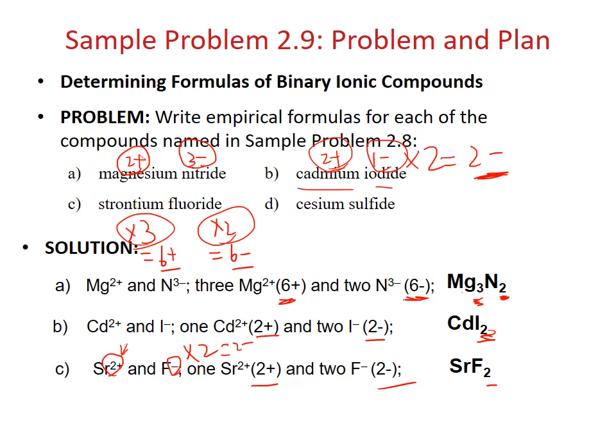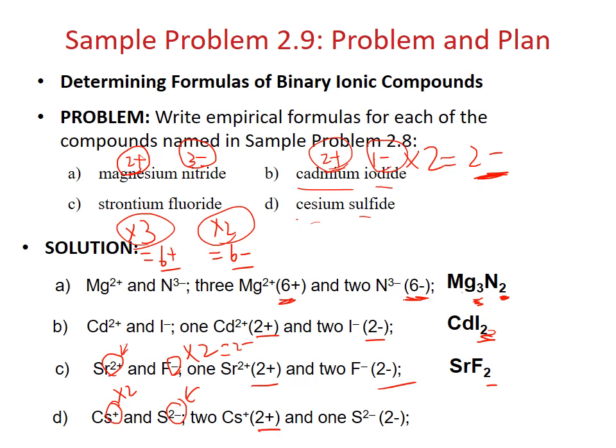Okay, last one, cesium sulfide. Cesium is group 1, so 1+, and sulfur is group 6, so it's 2 negative. In this case, you keep the 2 negative, but change the positive by multiplying by 2. So both become 2, 2 plus, 2 minus. Cesium is the one you need to multiply by 2, and therefore the formula should be Cs2S.